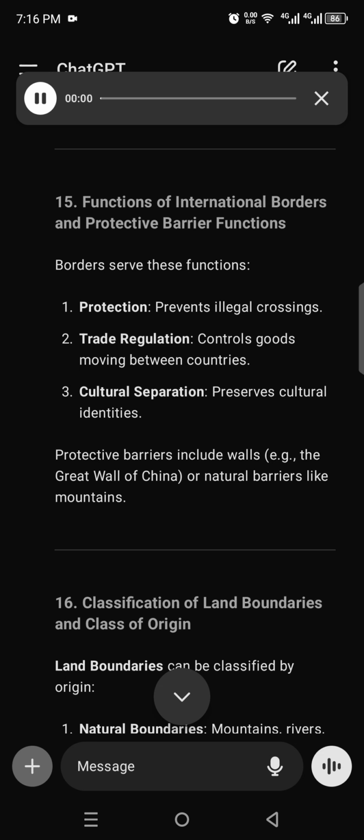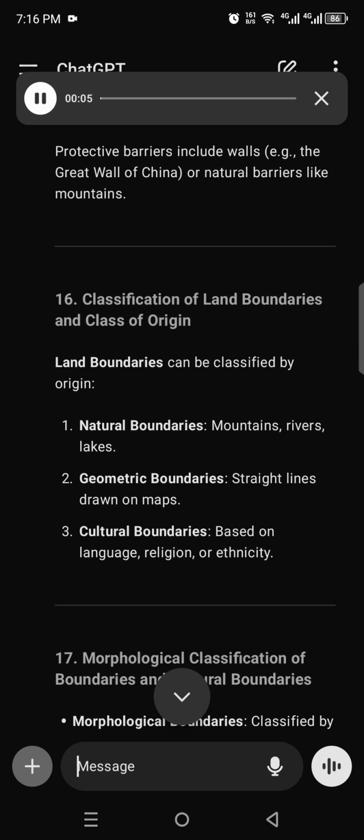What does land allocation mean? Land allocation is the process of dividing or assigning land among different countries, regions, or groups.